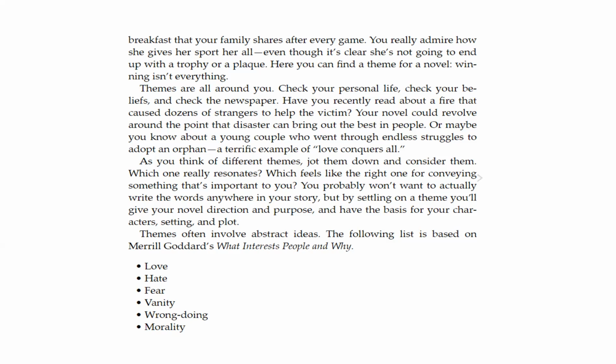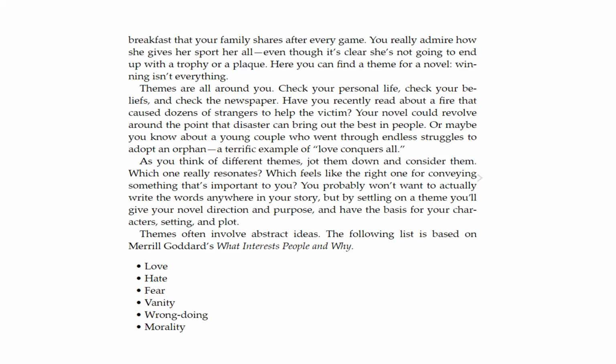You really admire how she gives her sport her all. That girl, good for her. Even though it's clear she's not going to end up with a trophy or a plaque. Here you can find a theme for a novel. Winning isn't everything, right? She's not on a winning team, but she just loves to be with her friends and compete. All right, themes are all around you, people, so keep your eyes and ears open.